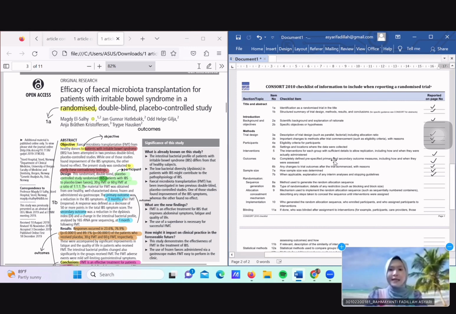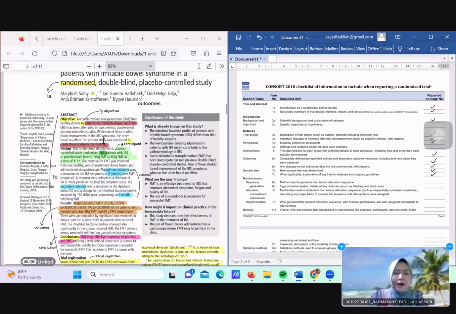1A, identification as a randomized trial in the title. The title is Efficacy of Fecal Microbiota Transplantation for Patients with Irritable Bowel Syndrome in a Randomized, Double-Blind, Placebo-Controlled Study. Okay, in the title, we can see that there is the word randomized. So, in this title, we can checklist.